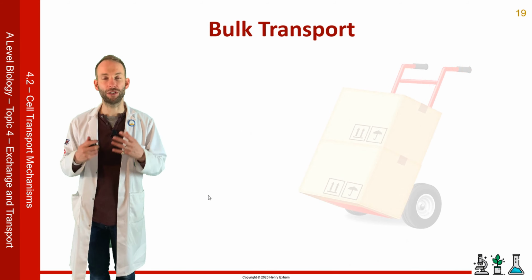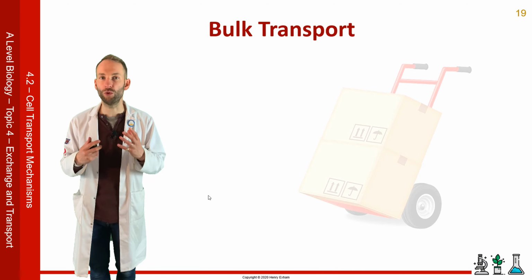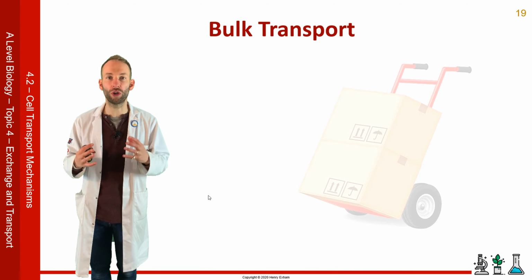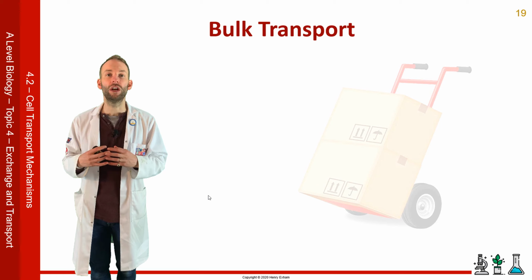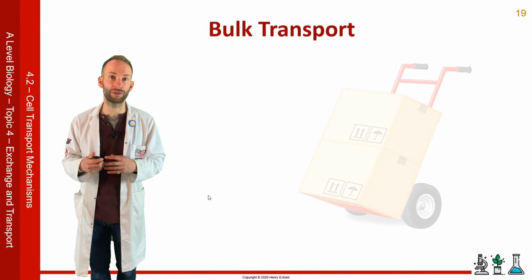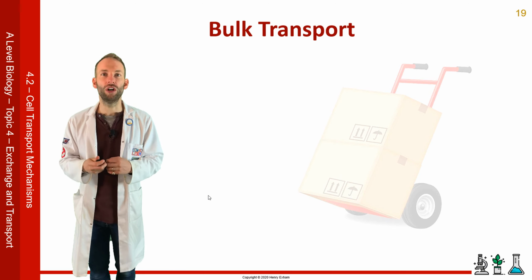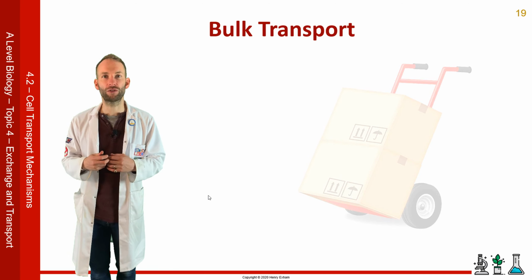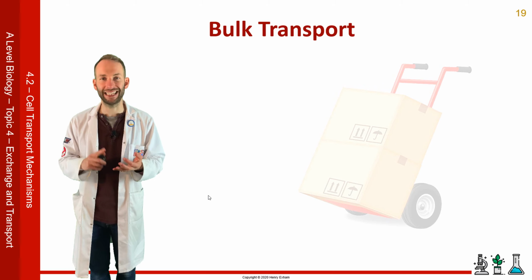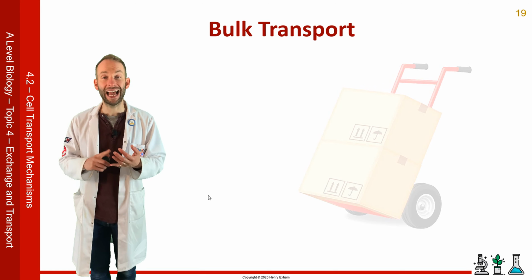Our final type of transport is bulk transport. This is when you want to move more than just one molecule. You want to move a whole load of molecules in one go, or really large molecules. Sometimes the cell needs to secrete loads of waste, or sometimes it needs to draw a whole load of stuff in. Bulk transport requires ATP. It is a form of active transport.